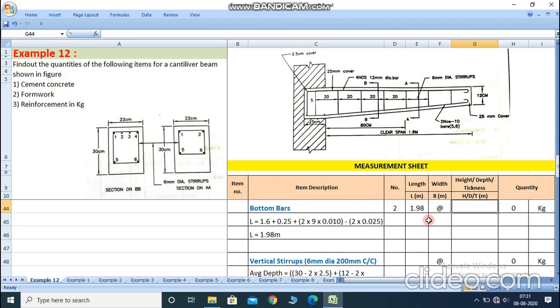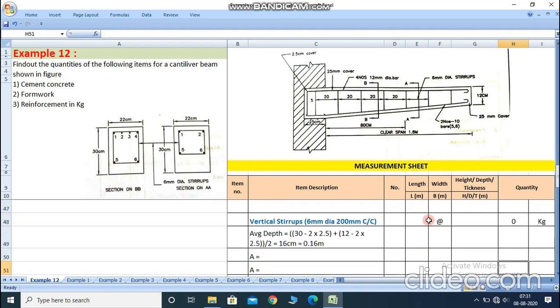per meter length weight of the 10 mm diameter bar is 0.62. If not given, we calculate by the equation d square divided by 162. So here we write 0.62. So we got an answer of 2.4552, which is the weight of the bottom bar.